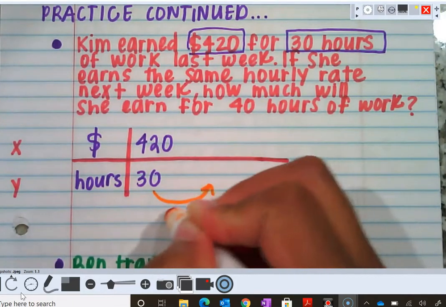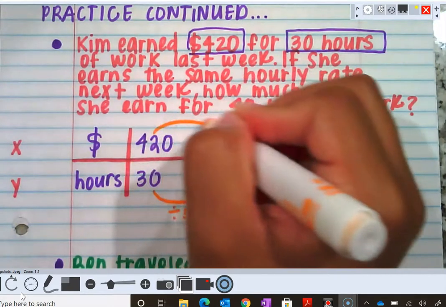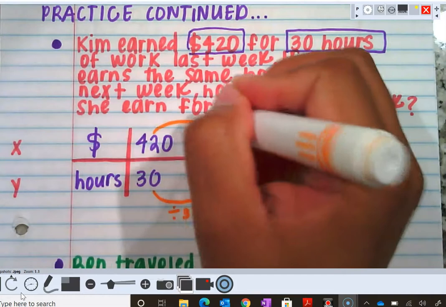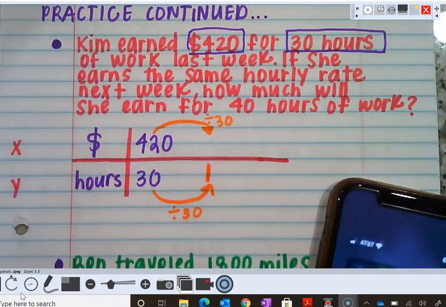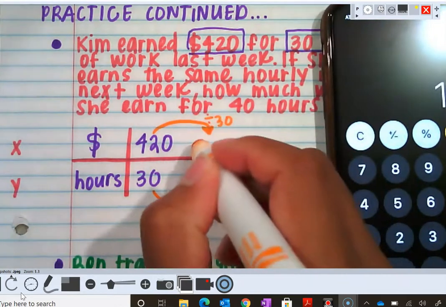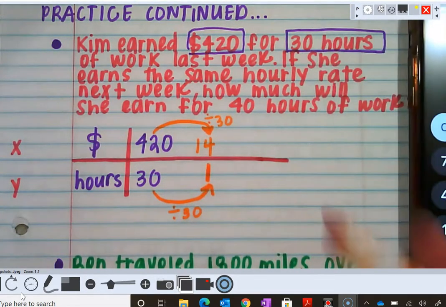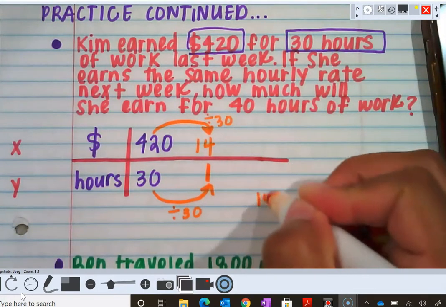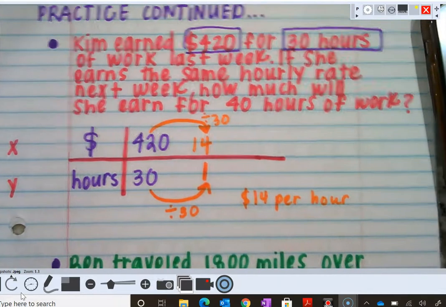So I'm going to divide by 30 to get 1. And if I divide by 30 there, I need to also do it at the top. Divide by 30. Let me get my handy dandy calculator. So we have 420 divided by 30, and I get 14. So as of right now, we know that Kim earns $14 per hour. But that's not what the question is asking.